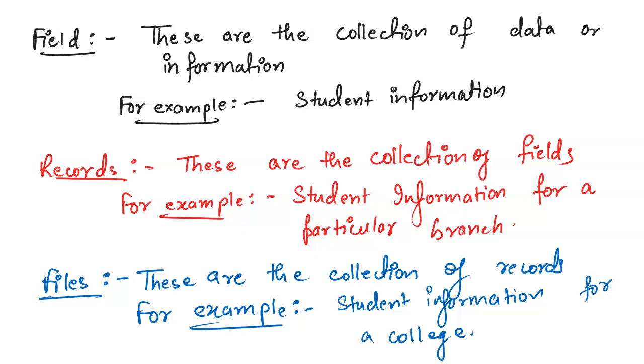So this is the definition of field, record and files. These three are related to each other. So hope you understand this topic.